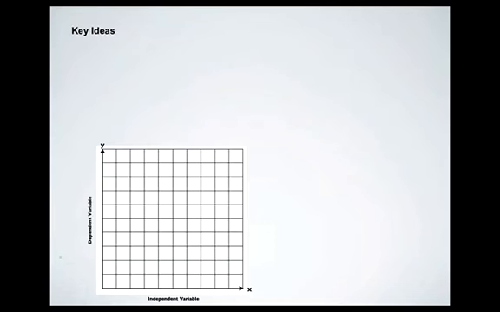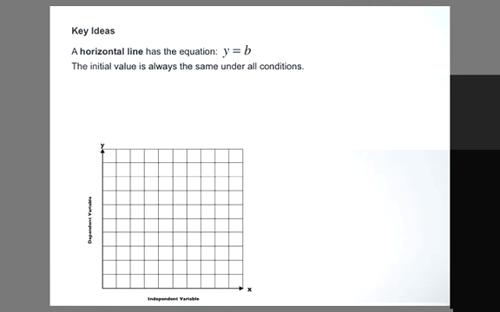Key ideas continued. A horizontal line has the equation y equals b. The initial value is always the same under all conditions. It means that the dependent variable does not depend on the independent variable, and it just remains constant. So, y equals b would be a horizontal line that intersects the y-axis at the value b. It has a slope of 0. And we say it has an equation of y equals b.